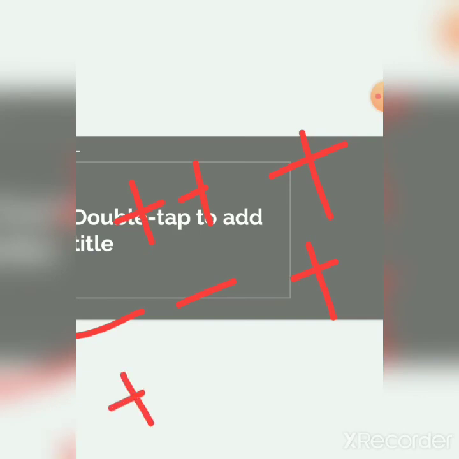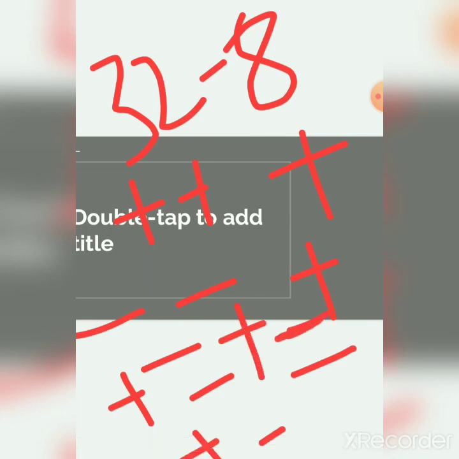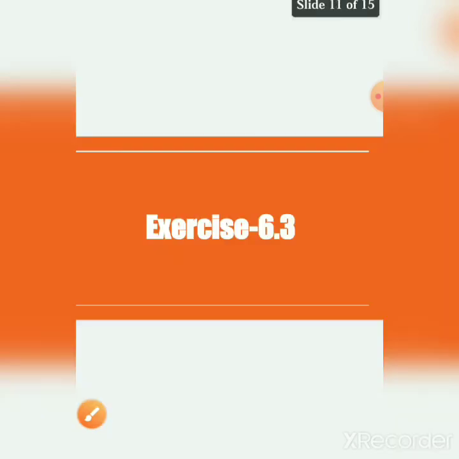Okay, then we have plus minus is minus. If it is given 32 minus 8, so we will do minus. Okay, if it is given plus minus, minus plus, if it is given minus plus, then also we will do minus. Okay, it means plus minus is also minus and minus plus is also minus. Okay, these are the things which you have to understand. Otherwise the full chapter is very easy. Practice it and prepare for the exam.